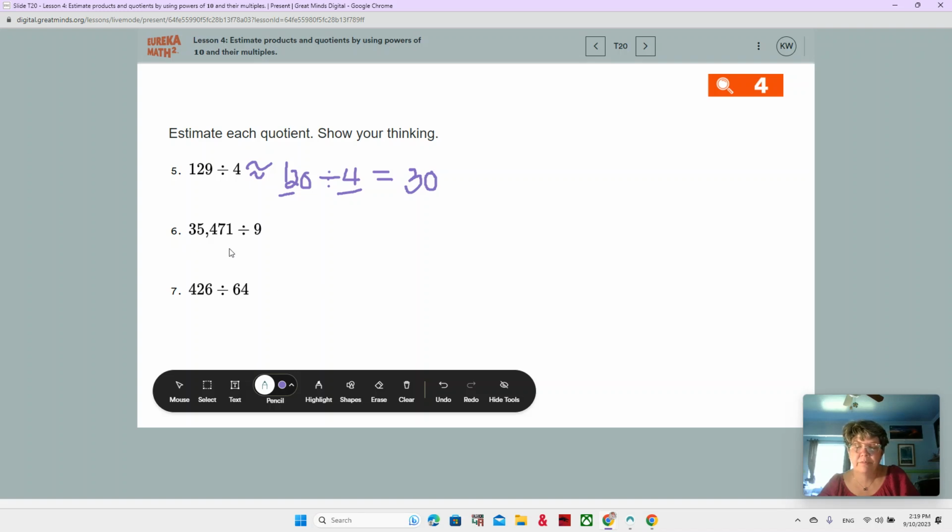Okay? How about 35,471? What about 35,000 divided by 10? And then I just need to shift it over one time, right? Because I'm dividing by 10, so I'm just shifting it over on my place value chart, also known as losing a 0. So now I have 3,500. Okay, and I'll check this one when you bring me your notes. All right, let's go to number 8.